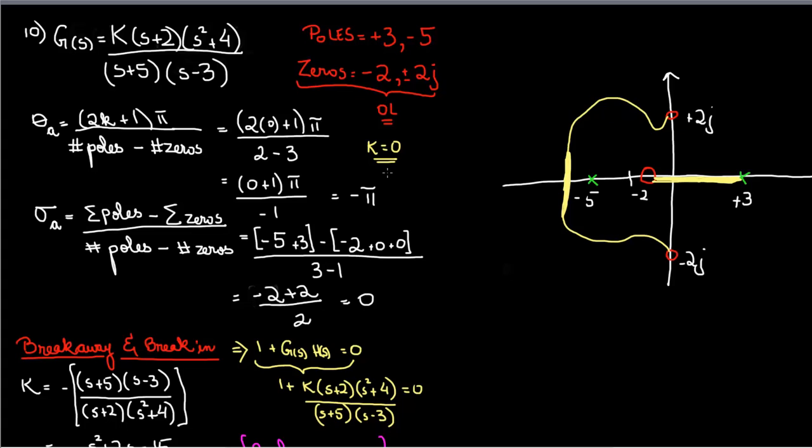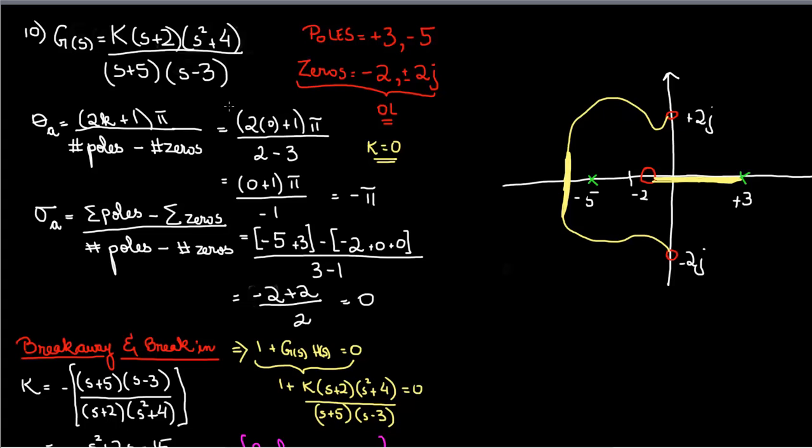So your zeros are going to be -2 and plus minus 2j, because if you look at the numerator, you have s+2 and s squared plus 4. So you know your zeros are -2 and plus minus 2j. And your poles are going to be -5 and +3. So you know that one pole is on the right hand side, so this should tell you that the plot is going to look kind of weird.